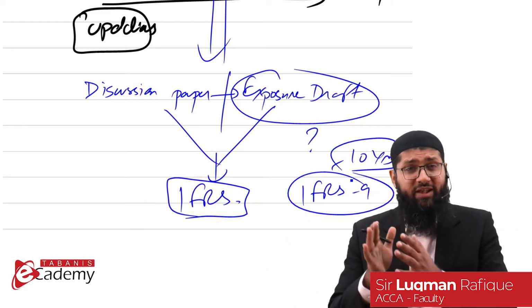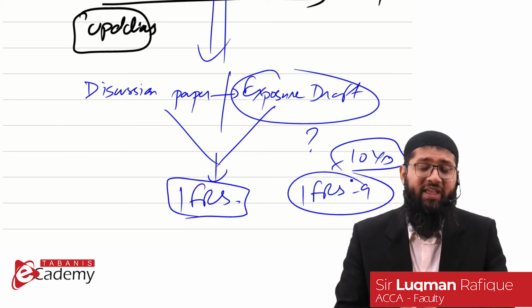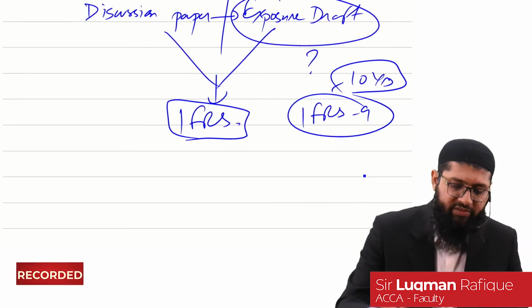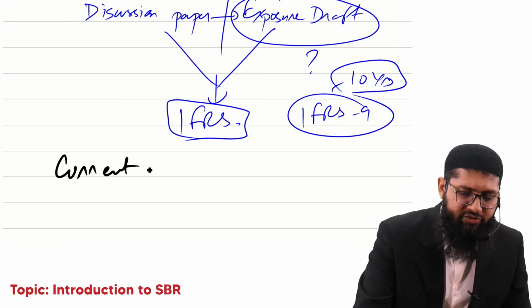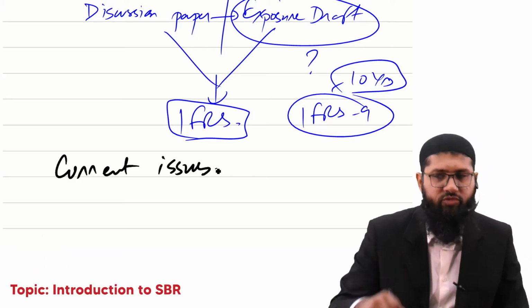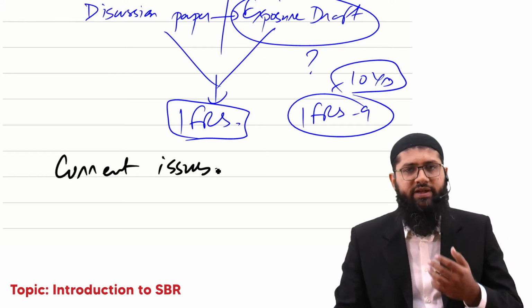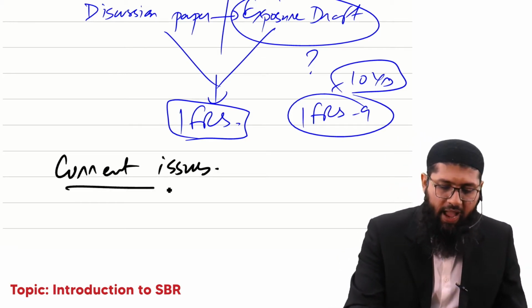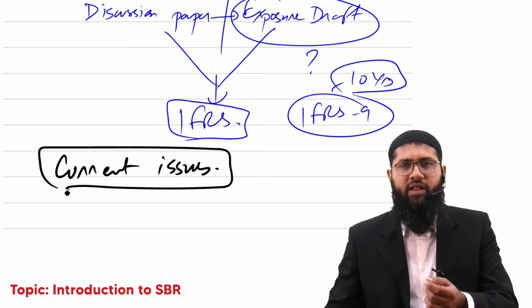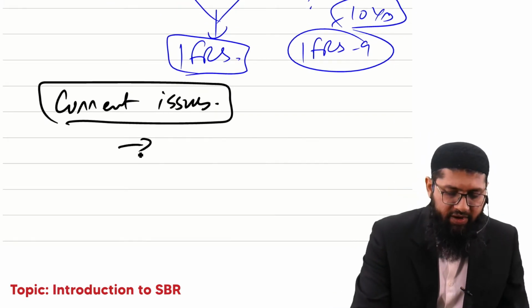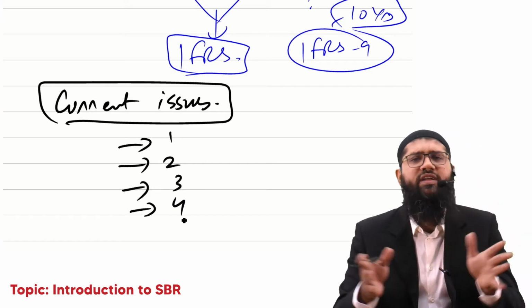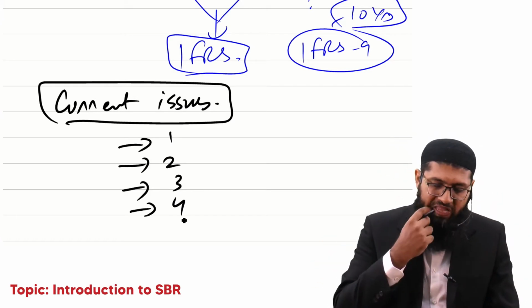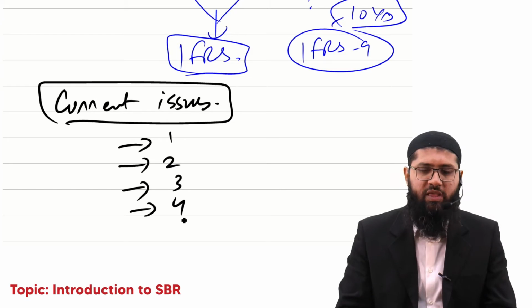Now, why am I actually discussing all these things? The reason being, I'm just trying to tell you there is an area in your syllabus, and that area is termed as current issues. What is that area termed as? It is termed as current issues. And under this current issues area, the examiner would identify in the syllabus, let's say, 1, 2, 3, 4. For example, 4 current issues. They would identify 4 current issues in the syllabus.